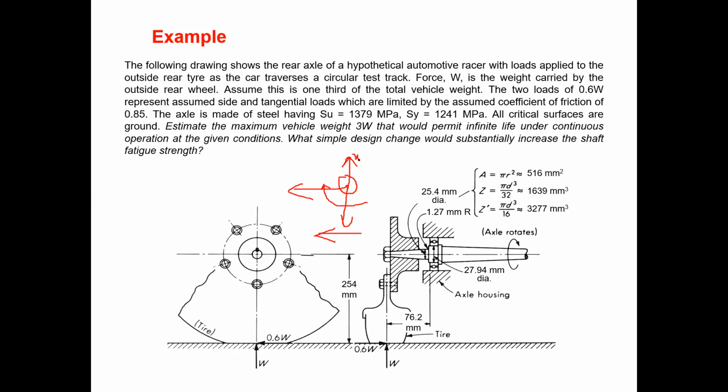This is due to W. This is not actually W, but due to W, the bending load, bending stress. This is due to 0.6 W. The side one, I put in S here, and this is the tangential 0.6 W, and there is an axial load due to this 0.6 side one here, and this also happens due to this torsion. So do we have any questions?